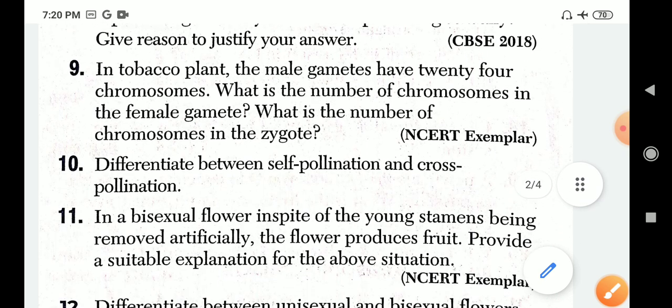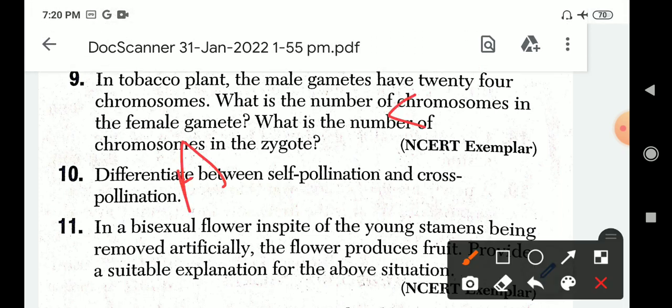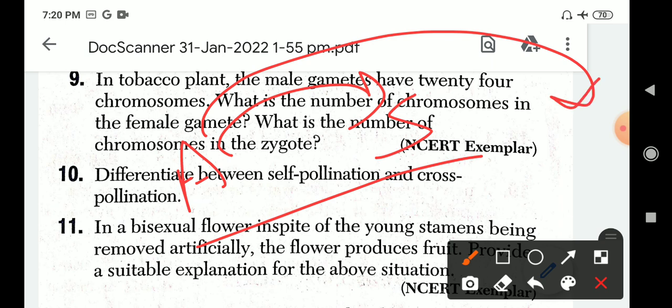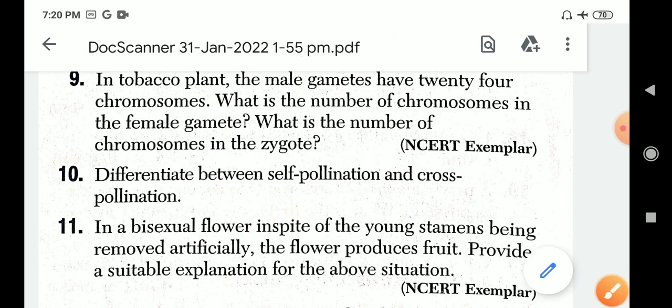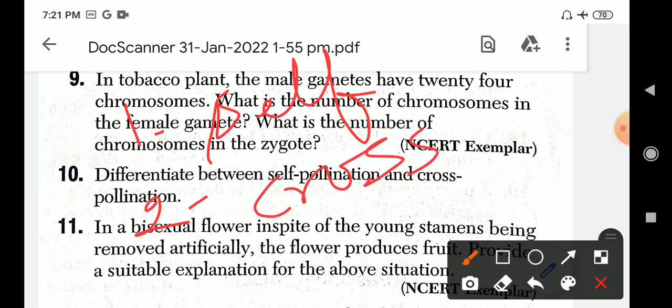Now next question, differentiate between self pollination and cross pollination. We all know about it. Pollination is the transfer of pollen grains from the anther to the stigma of the flower, right? It may be of the same flower or of a flower on a different plant, right? So on the basis of this, pollination is of two types. One is self pollination and the second is cross pollination, right?